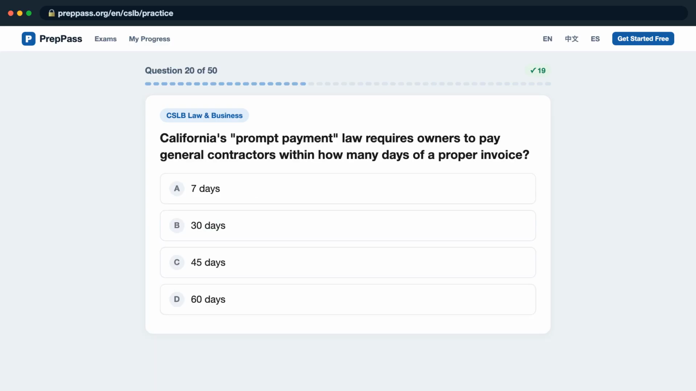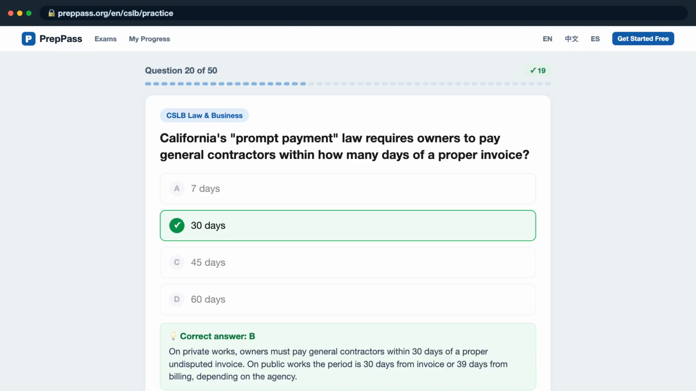Question 20. California's prompt payment law requires owners to pay general contractors within how many days of a proper invoice? Is it A, 7 days? B, 30 days? C, 45 days? D, 60 days? The correct answer is B.